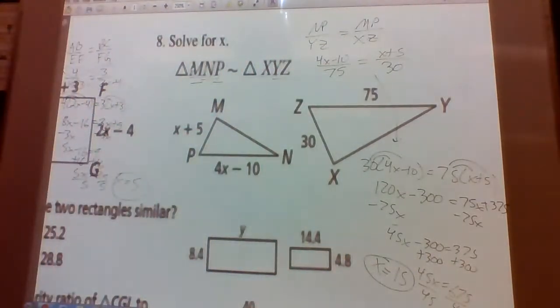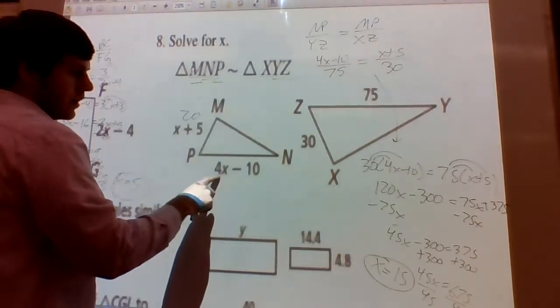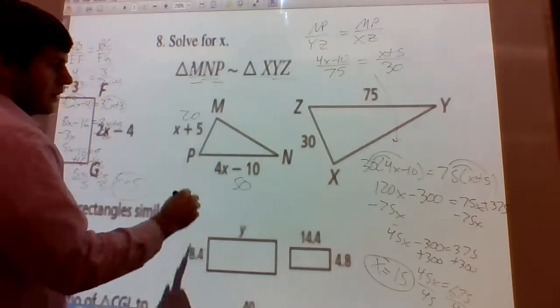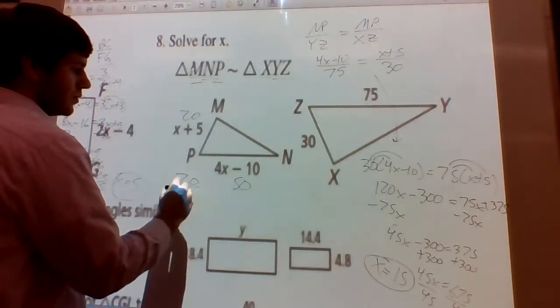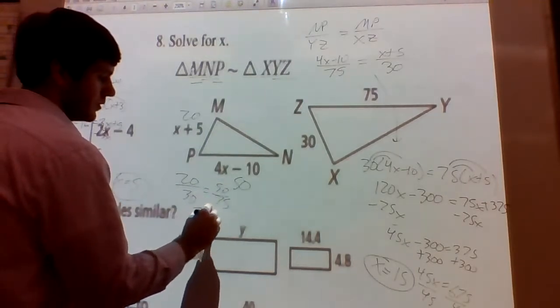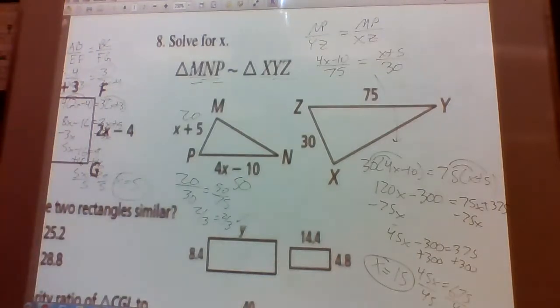Okay, let's see if that's right though. 15 plus 5 is 20. 4 times 15 is 60. 60 minus 10 is 50. So 20 over 50 is 2/5, and 30 over 75 is 2/5. That's 2/5 equals 2/5. We have the correct answer.